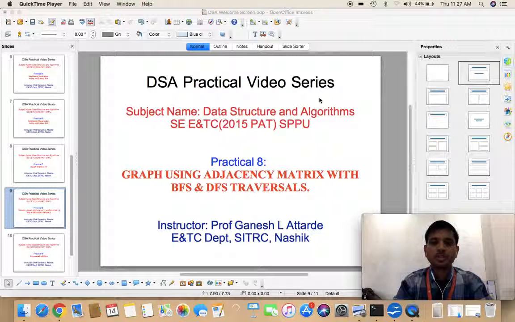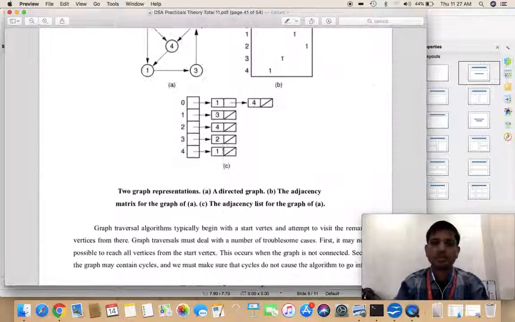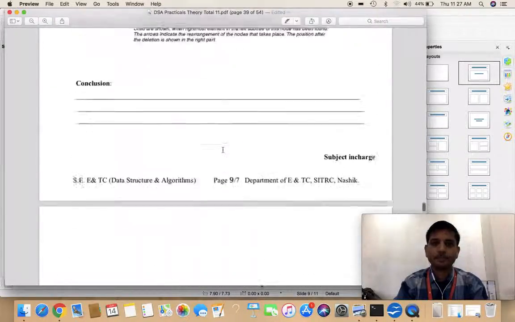Today we are going to see the 8th practical of the subject Data Structure and Algorithm, SE NTC 2015 pattern, SPPU. The title of the practical is graph using adjacency matrix with BFS and DFS traversal. So let's move toward the theory of this particular practical.